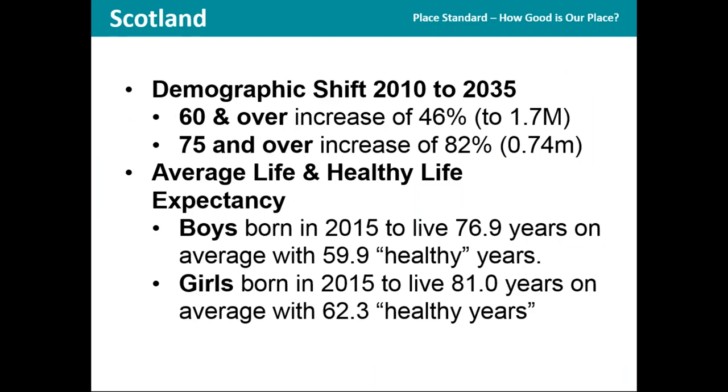In terms of demographic shift, it's nothing unusual if we compare to Western profiles. You can see the increase in older populations, an ongoing increase in average life and healthy life expectancy. And at the bottom, you can see there the difference between boys and girls. So boys born in 2015 expecting to live to just under 77, and girls likewise to 81. And again, you can see the slight differences in healthy years as well. But again, these are fairly average for Europe at least.